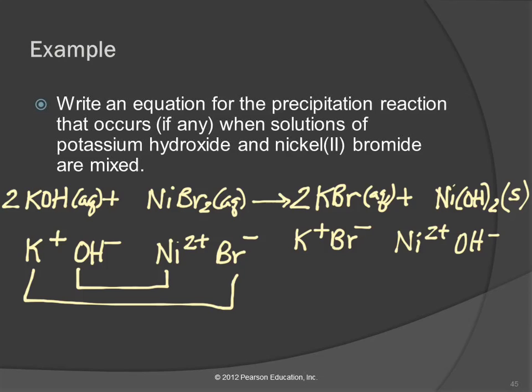Once you see how this works, it's not that hard. It's just getting to that point can be pretty confusing. Now nickel. I've got 1 nickel here and 1 nickel there, so that's good. I've got 2 bromines and 2 bromines. So there's my balanced chemical equation for this precipitation reaction. Any questions?